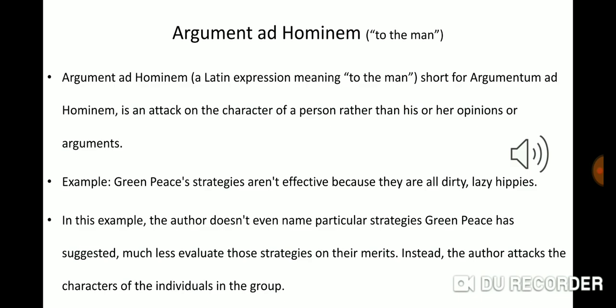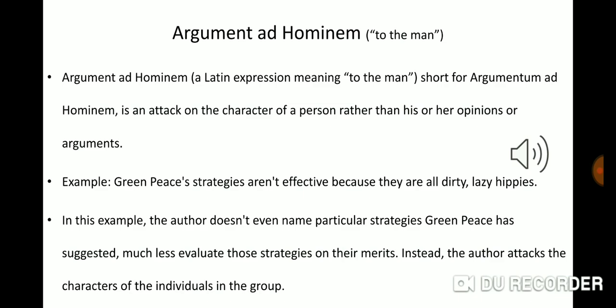Argument ad hominem, to the man. Argument ad hominem, a Latin expression meaning to the man, short for argumentum ad hominem, is an attack on the character of a person rather than his or her opinions or arguments.